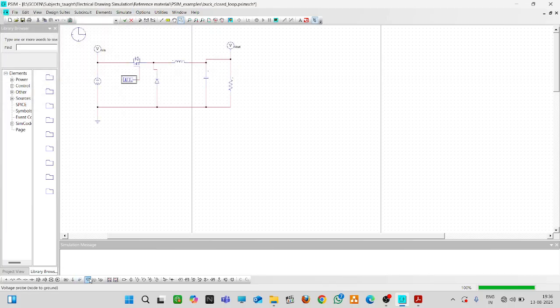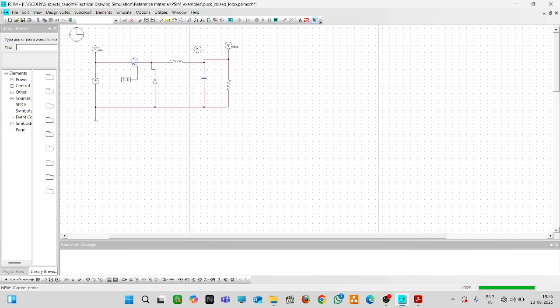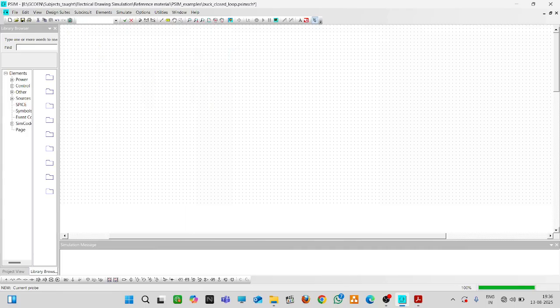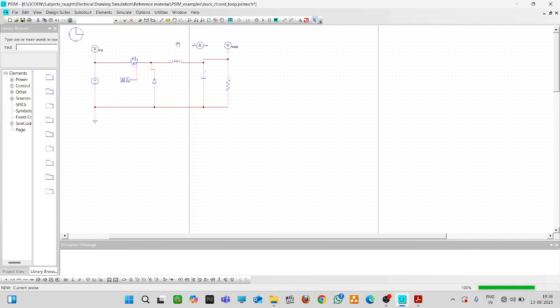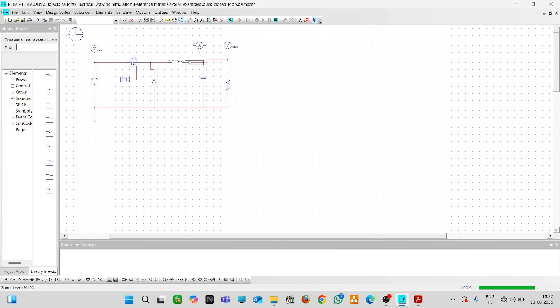I think we will have to place an ammeter also, because we are also more interested in checking the inductor current waveform. Okay, you will have to connect the inductor waveform. So for that, you have to place an ammeter. Okay, in this way everything is connected. So we will run the simulation.